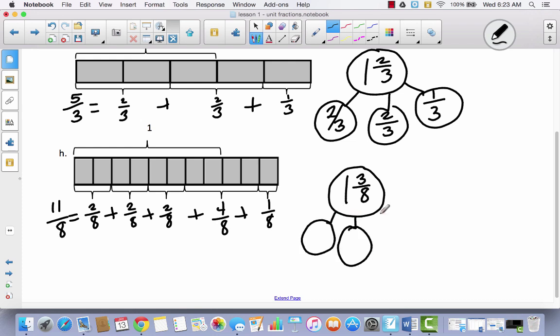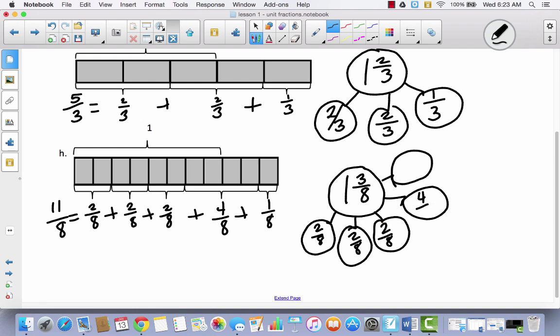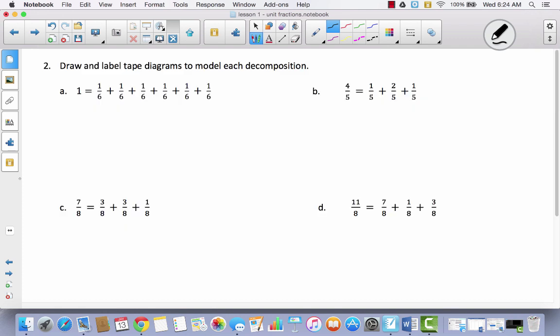I'm going to try to draw these bigger so that I can make them big enough so that you can read them. It's nice to have all this room. All right, so I've got 2/8, 2/8, 2/8, 4/8 and 1/8. Okay? All right, now we get to draw and label our own tape diagrams this time.